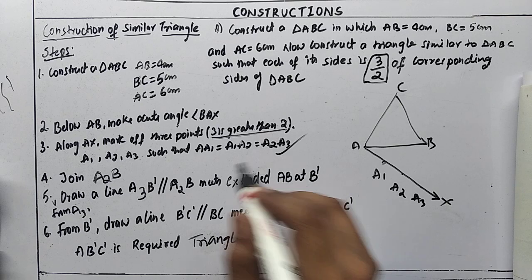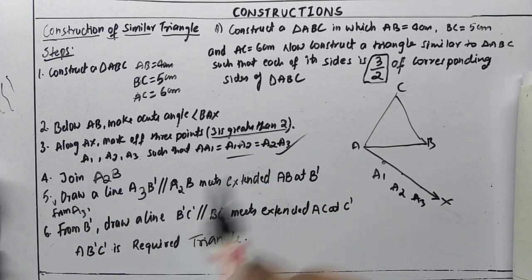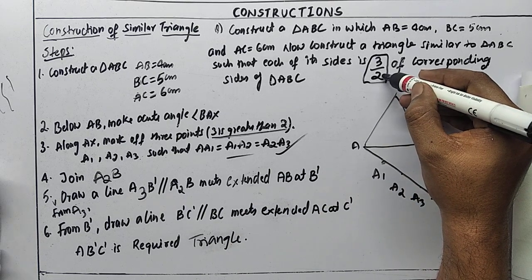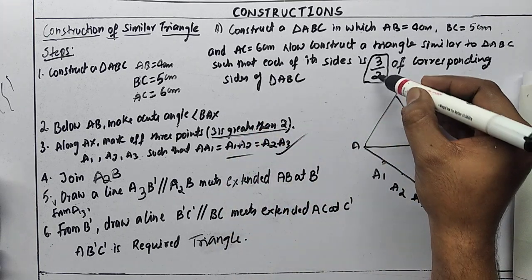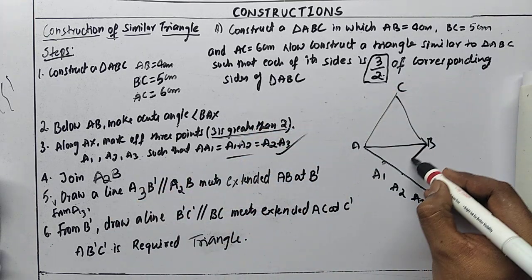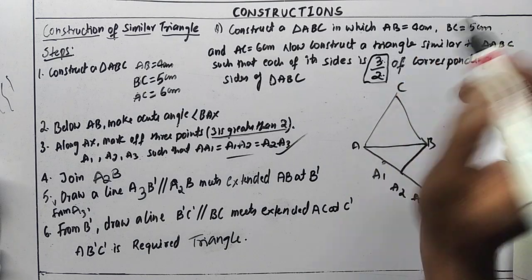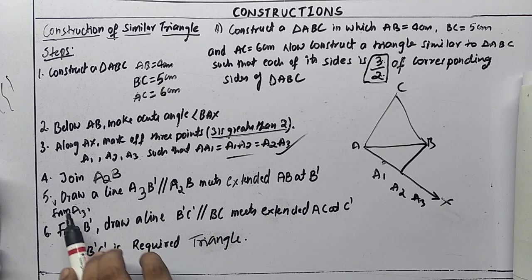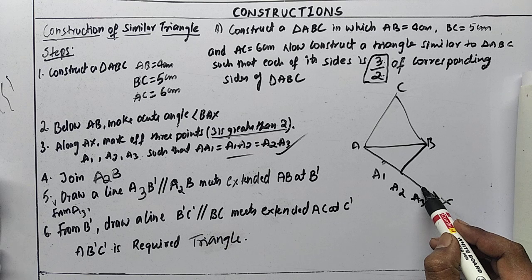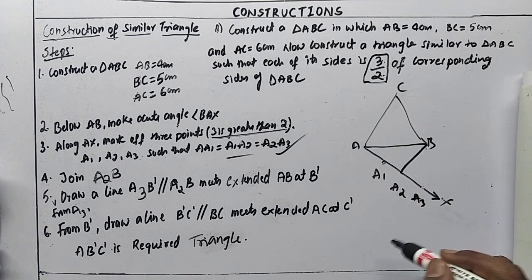Now the important thing is that you have to join A2 to B. Just remember that whatever point is mentioned in the denominator, you have to join the last value to it. So A2 will be joined to B. Next, from the numerator point, from A3, you have to draw a line segment which is parallel to AB.